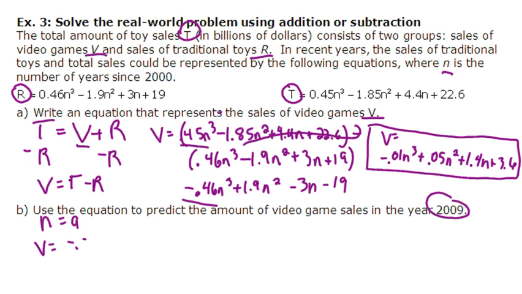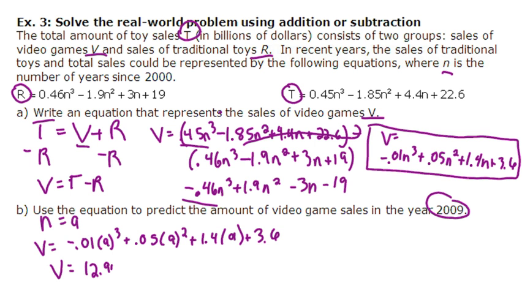So it's negative 0.01 times 9 to the third power plus 0.05 times 9 squared plus 1.4 times 9 plus 3.6. So I just plugged all of that into my calculator, and I got 12.96. Now we're talking about billions of dollars. So they made $12.96 billion from video games.